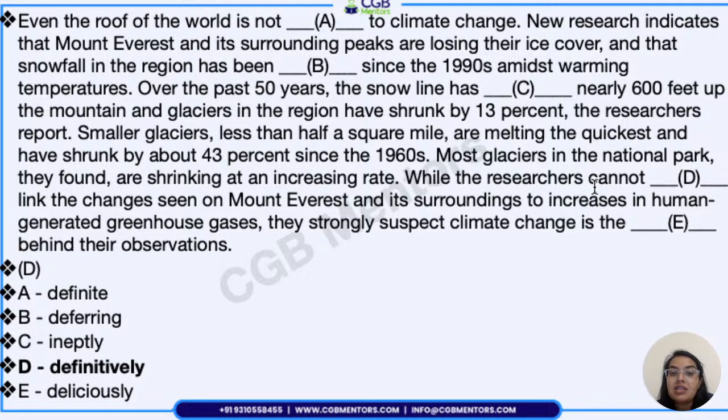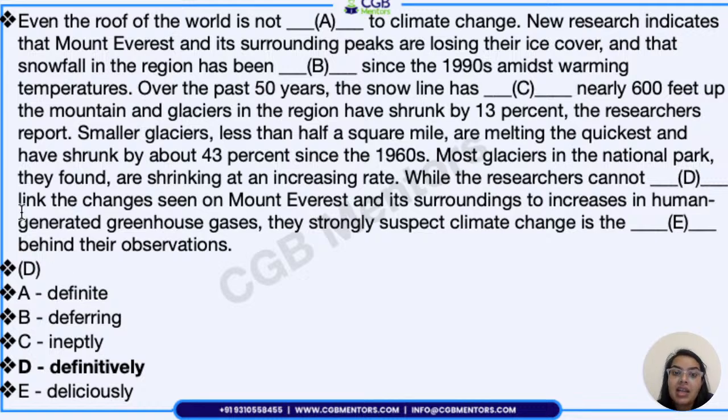While the researchers cannot dash the link, the changes seen on Mount Everest and other surrounding peaks are linked to increases in human-generated greenhouse gases, they strongly suspect some kind of thing. So, while the researchers cannot link, we want an adverb over here.